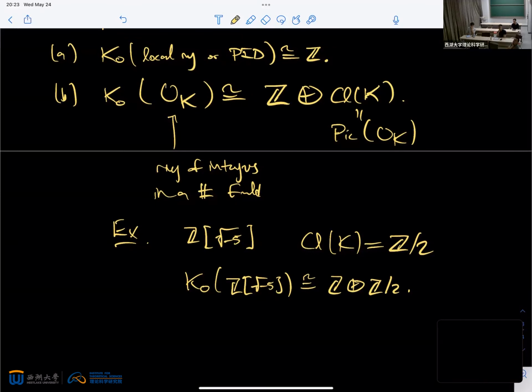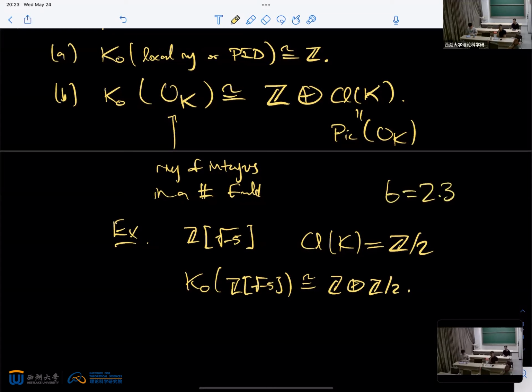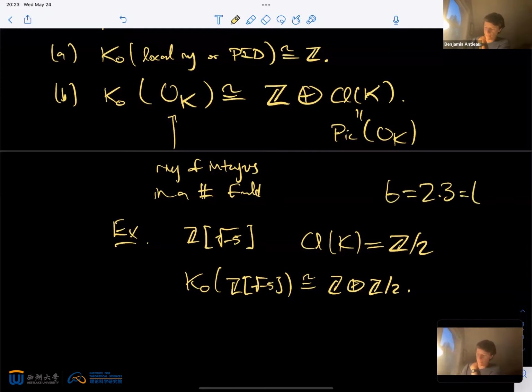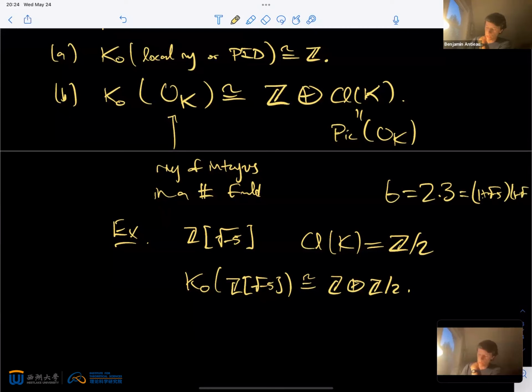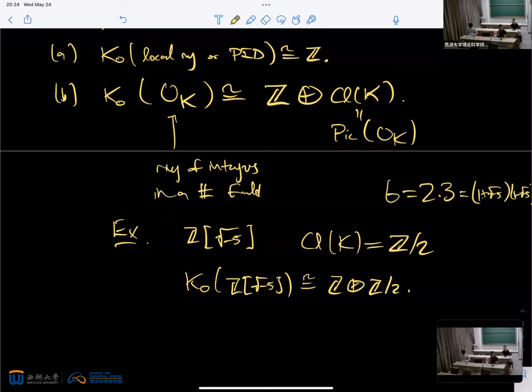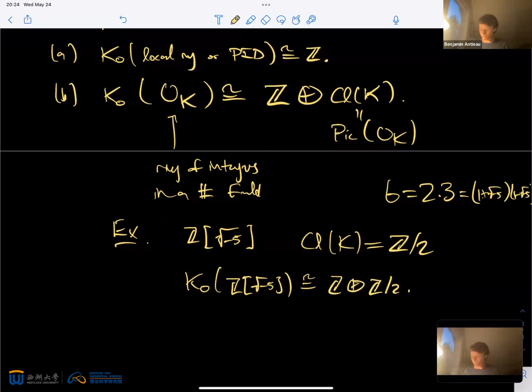I think that's 6, right? 6 equals 2 times 3 and equals 1 plus square root minus 5 times 1 minus square root minus 5. Okay, so unique factorization fails. So it's not a prime ideal, it's not a principal ideal domain.